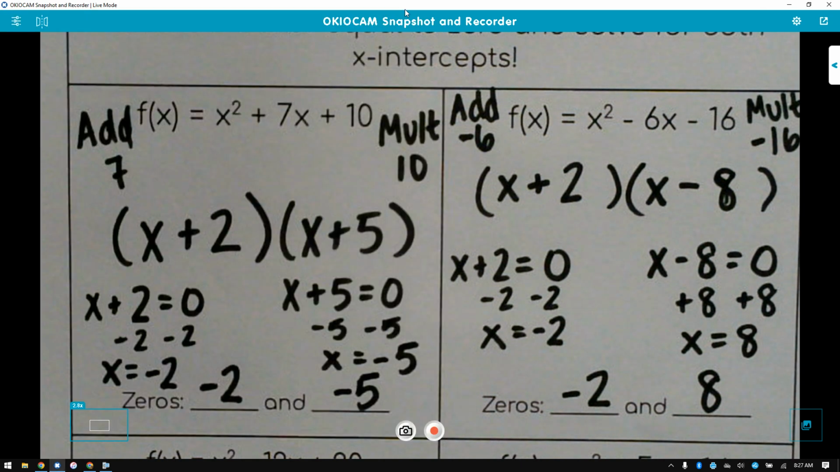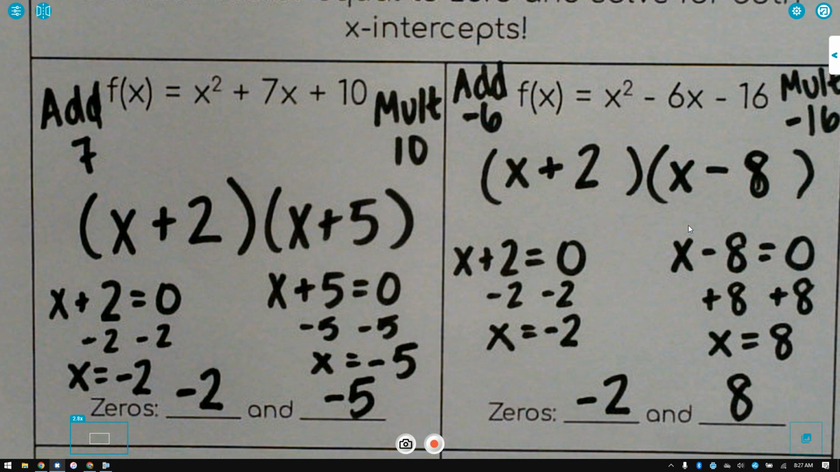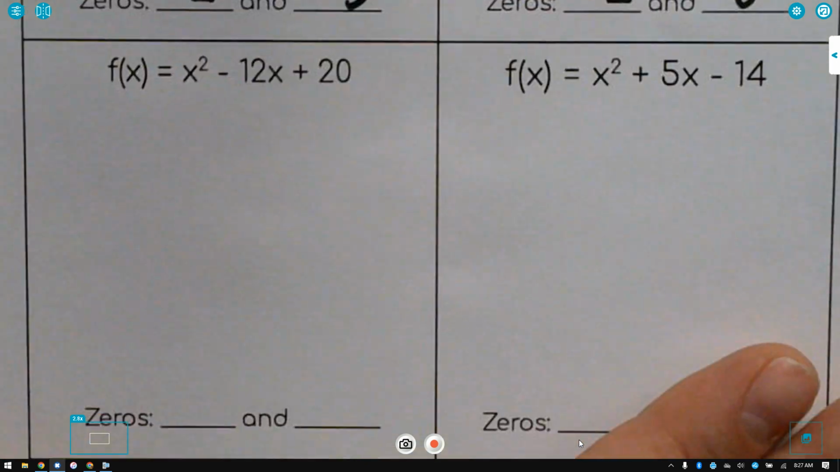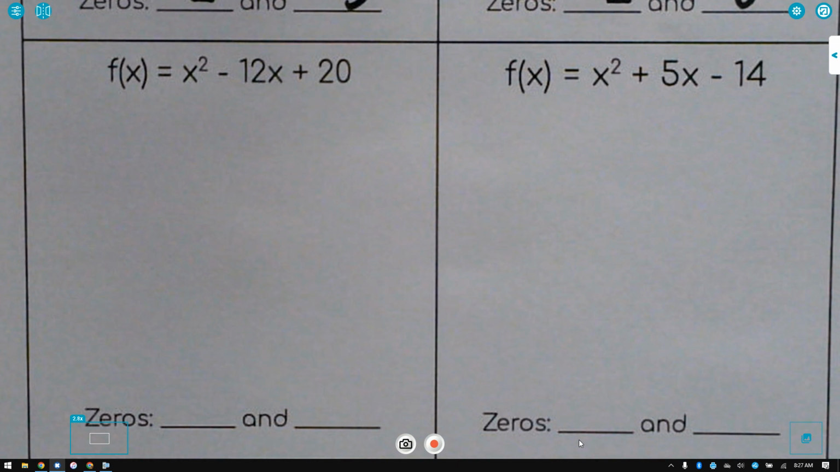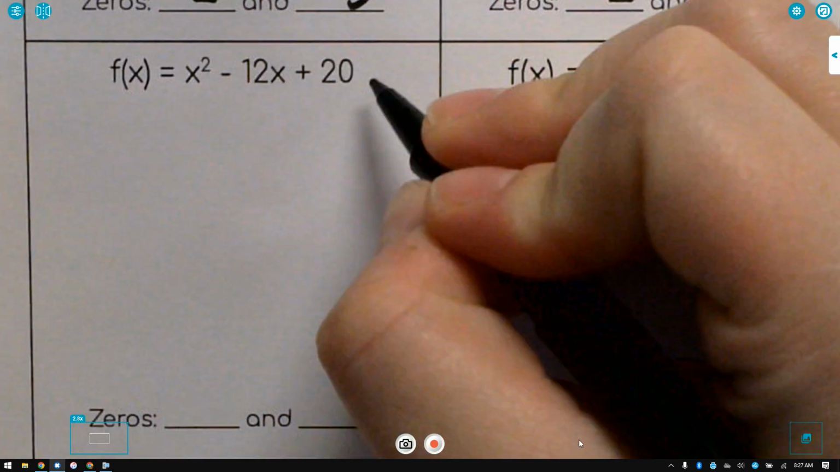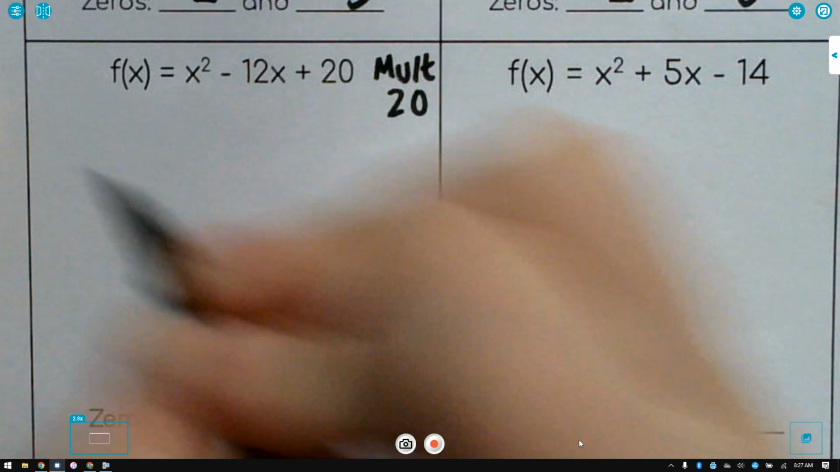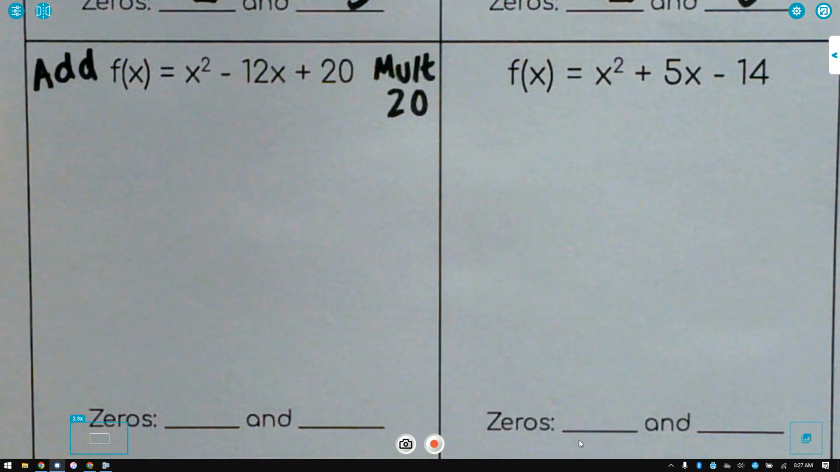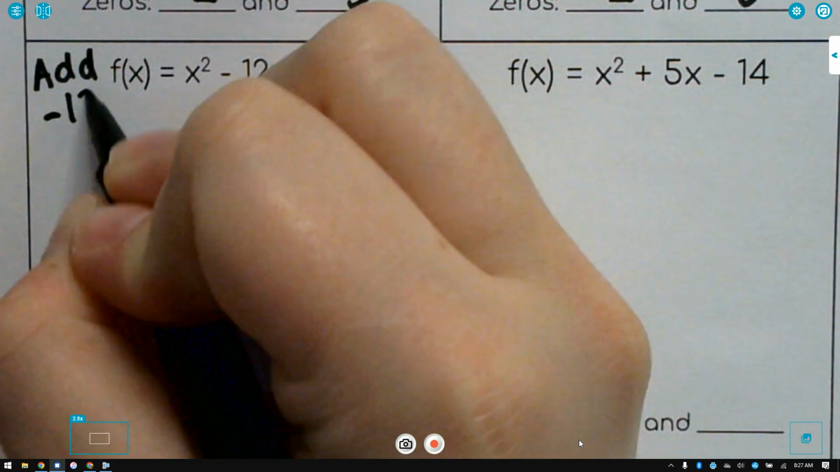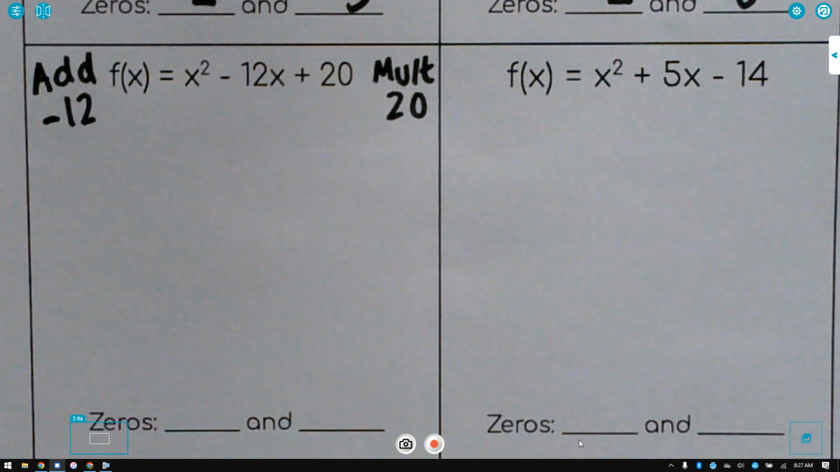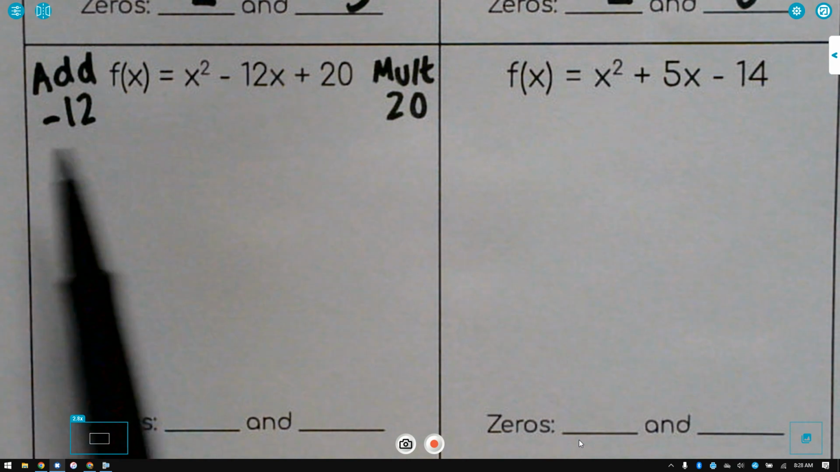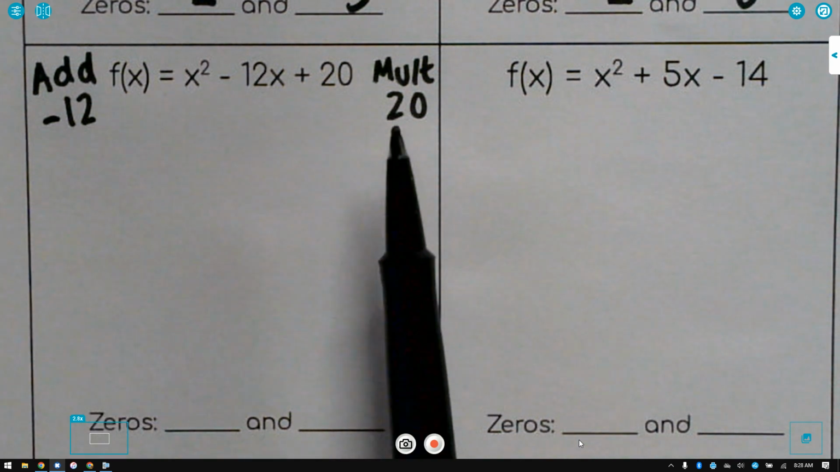Again, we are factoring and then setting each factor equal to 0 and solving. So next we've got x squared minus 12x plus 20. What are we trying to multiply to be here? 20. Trying to multiply to 20. We are trying to add to be negative 12. Anytime we are trying to multiply to be positive and add to be a negative, what type of numbers do we want to use? Both negatives. Yep. So we need 2 numbers that are both negative, because a negative plus a negative will add to be negative, but a negative times a negative will multiply to be positive.